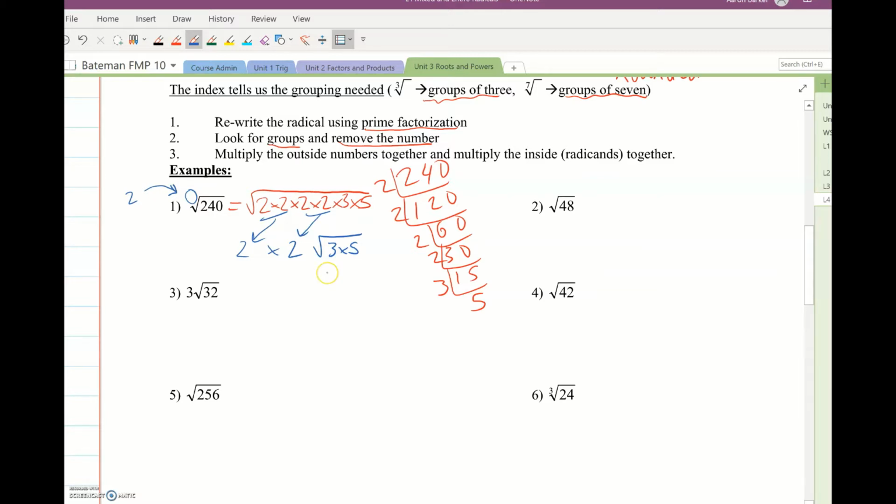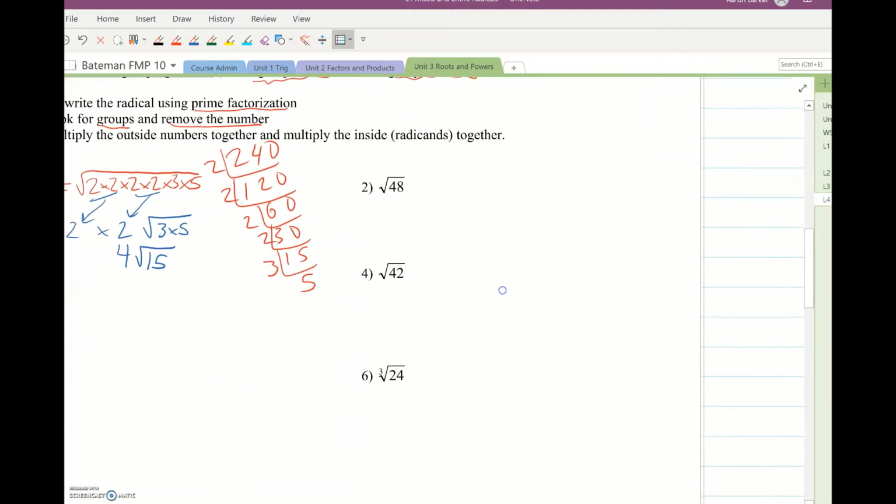And so then what we're going to do now is regroup them. So we'll simplify it, and we'll get our answer of 4 root 15. There you go. That is simplest form of root 240. We can take out a 4, and we have root 15 left over. Let's practice this next one.